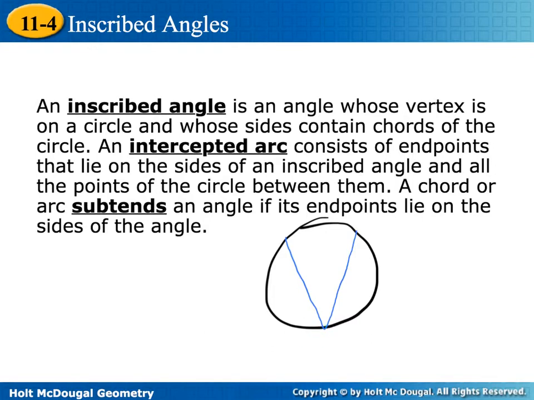An intercepted arc consists of endpoints that lie on the sides of an inscribed angle and all the points of the arc between them. So this is the intercepted arc. A chord or arc subtends an angle if its endpoints lie on the sides of the angle. And we'll see some things like that in a minute, but it's basically just the intercepted arc.